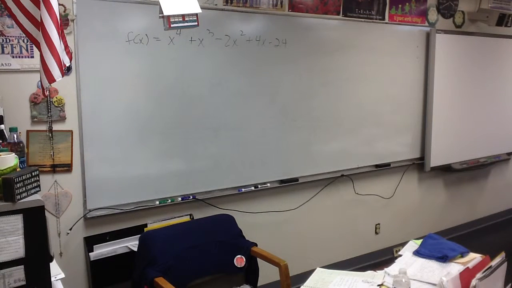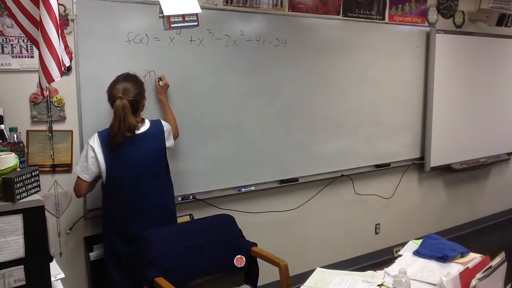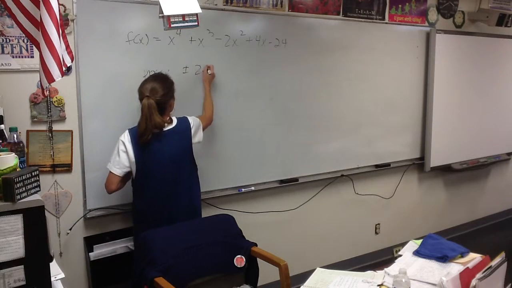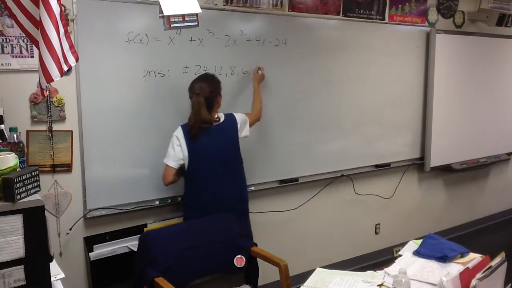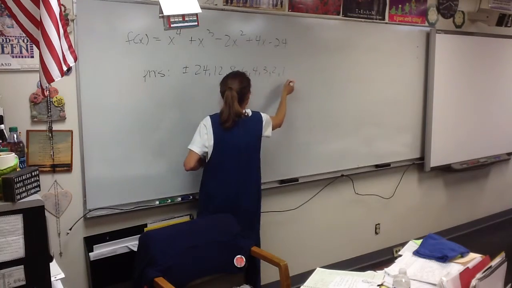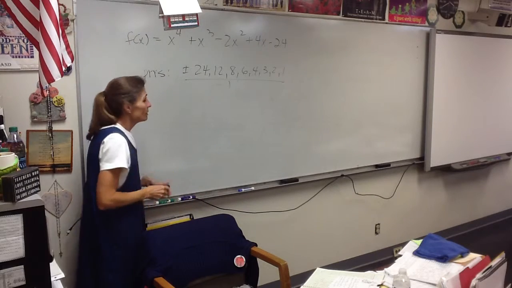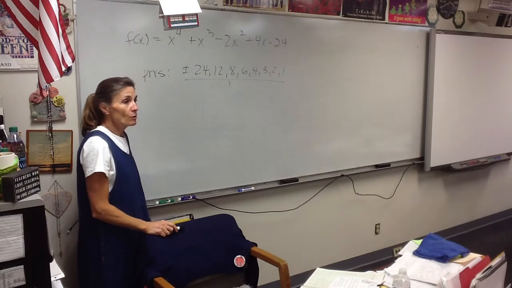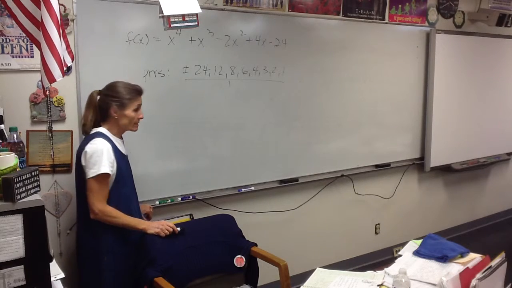12, 8, 6, 4, 3, 2. So our possible rational roots would be plus or minus the factors of 24 over the factors of 1. It's a pretty big list. And now you're going to just start guessing, right? So let's guess.